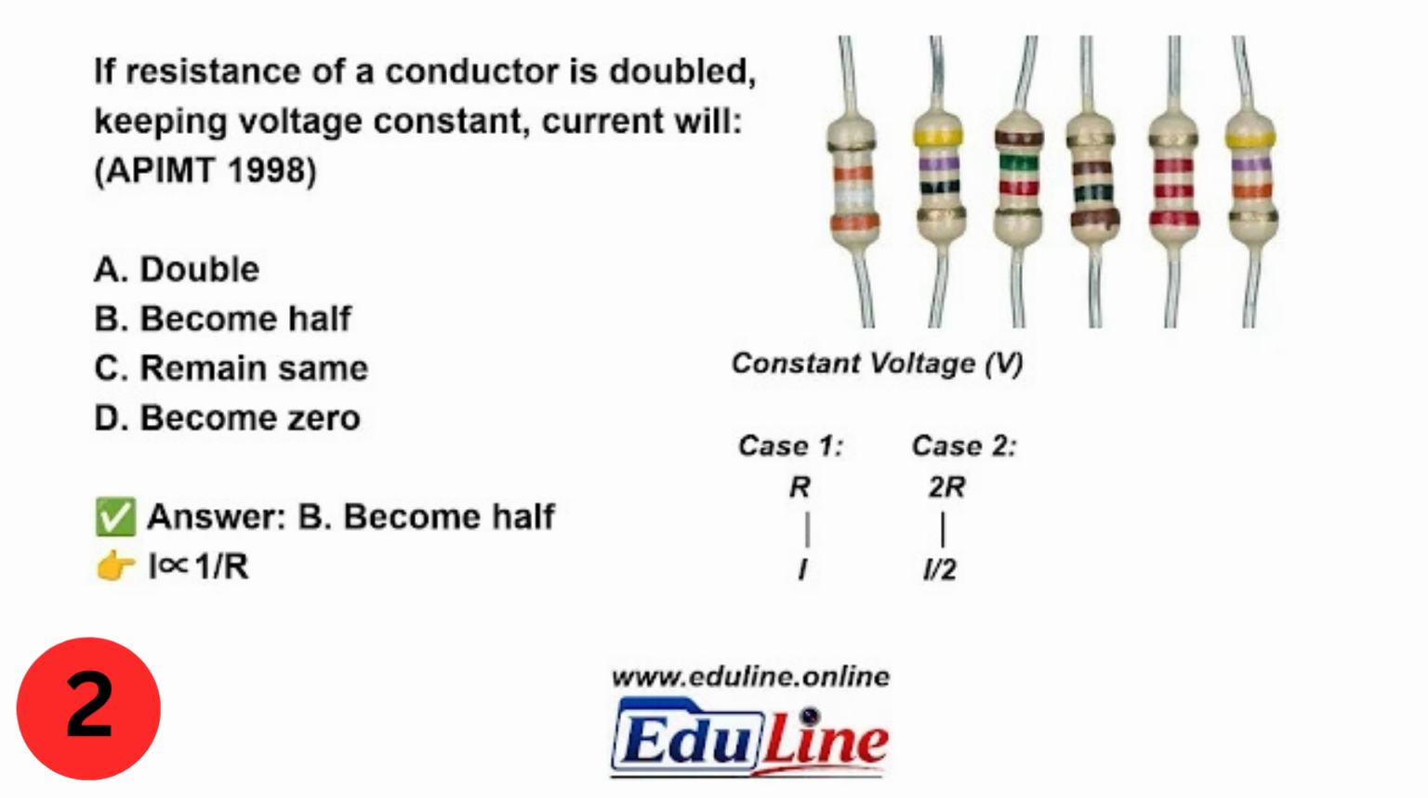Solution. Current is inversely related to resistance when the voltage is constant. This means that if resistance increases, current decreases. When the resistance is doubled, the current reduces to half of its original value. Answer. Option B, the current becomes half.